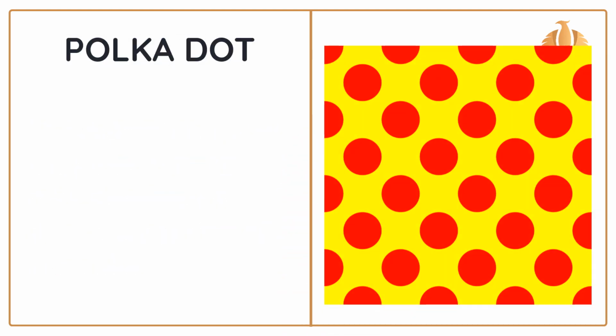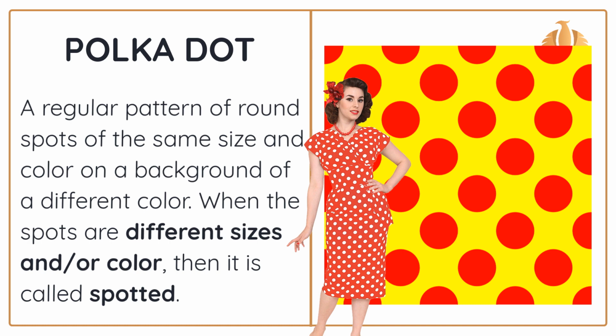Polka dot. A regular pattern of round spots of the same size and color on a background of a different color. When the spots are different sizes and or color, then it is called spotted.